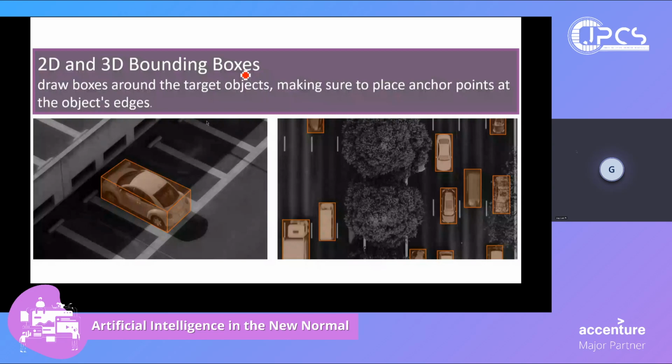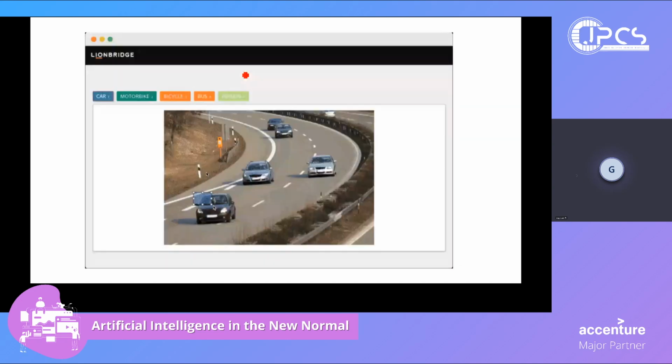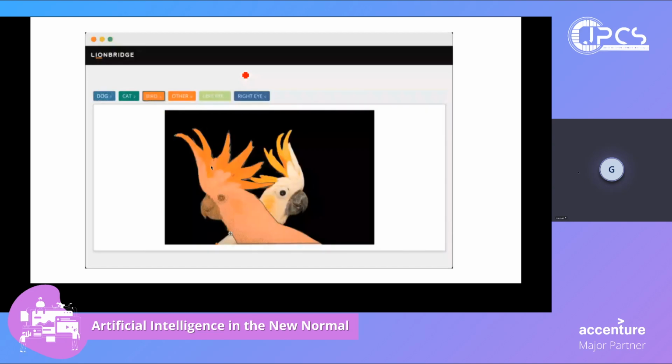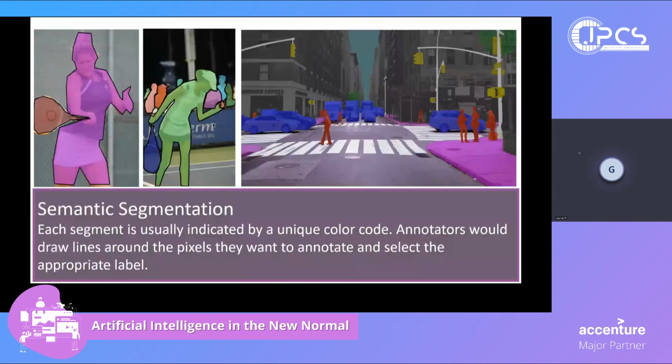This is one example of how Lionbridge, a research organization in the States, is doing it. They're annotating different objects, doing something like this. This is what they call semantic segmentation, by the way. And they're doing this kind of annotation. Like I mentioned, semantic segmentation is another way of identifying objects by drawing polygon-type lines around the object and identifying it per color.